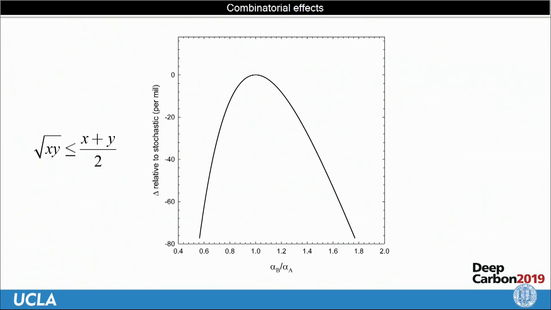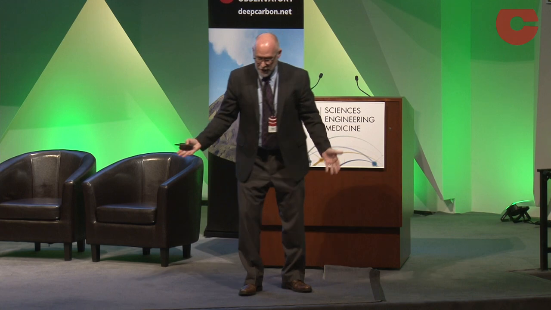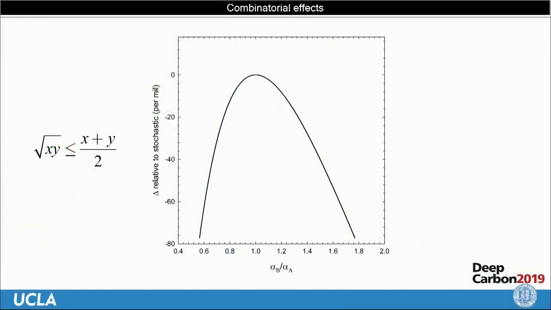So let's say you have a reservoir that has one D-to-H ratio and a reservoir that has another D-to-H ratio, and they combine to make a bunch of molecules of methane. Those methanes will have an apparent deficit in the CH2D2, for example, because of the inequality of the geometric mean and the arithmetic mean. And so you get a parabola-like shape here because of that process.